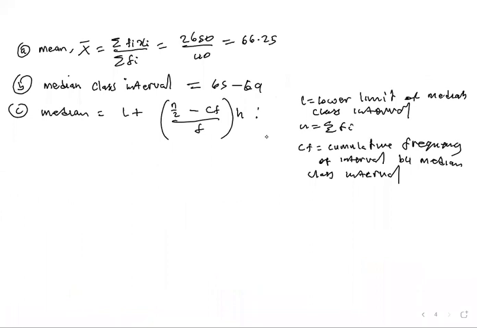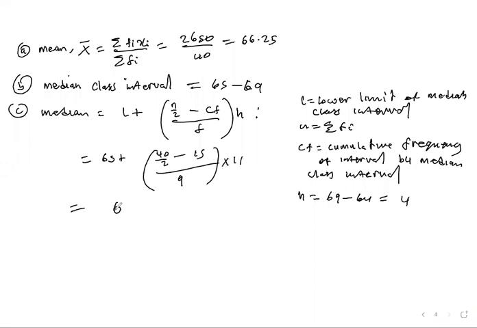And then what else do we have to define? We have to define H. H is simply the height of the interval, the upper limit minus the lower limit, giving us 4. Now we can substitute. Our lower limit is 65 plus N, which is 40, over 2, minus the cumulative frequency before the median class, which is 15, divided by F. F is 9, the frequency of the median class, times H, which we found to be 4. When you simplify, you get your answer. So that's how you get your median.